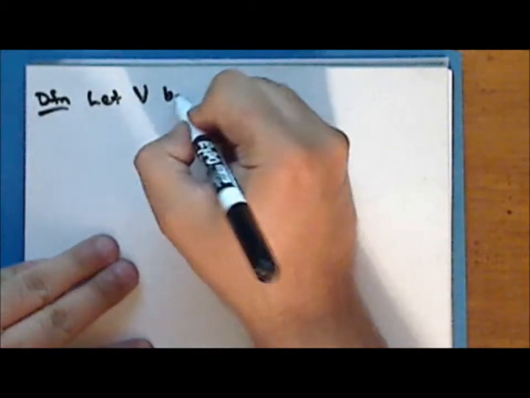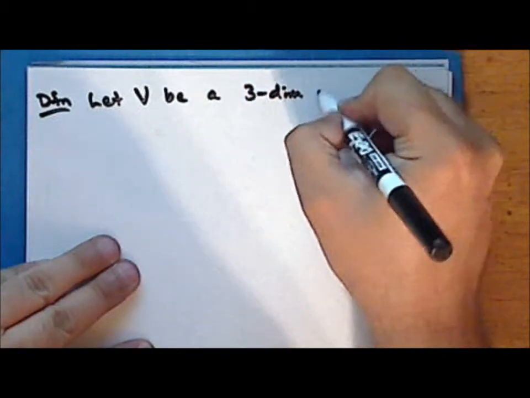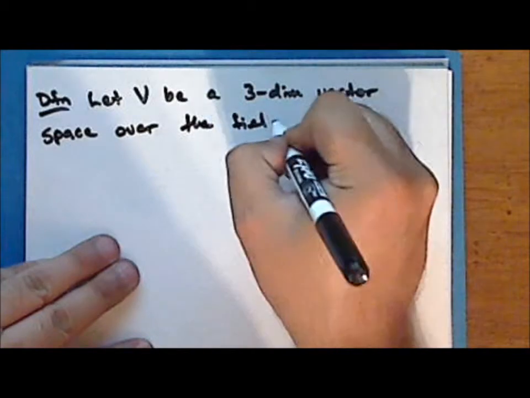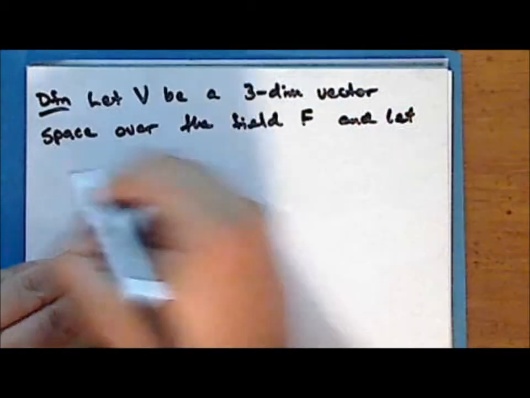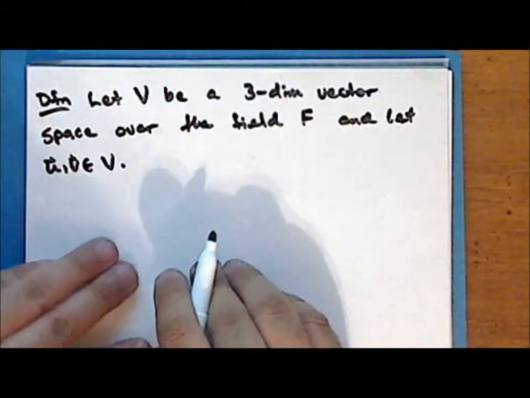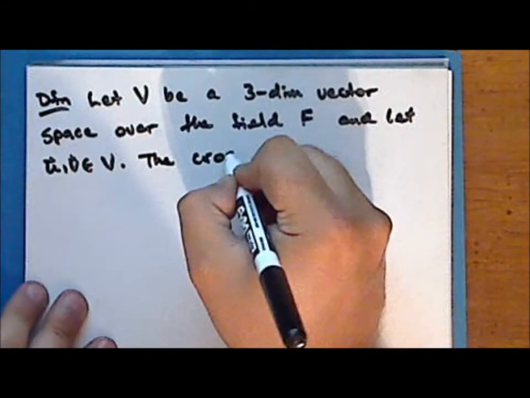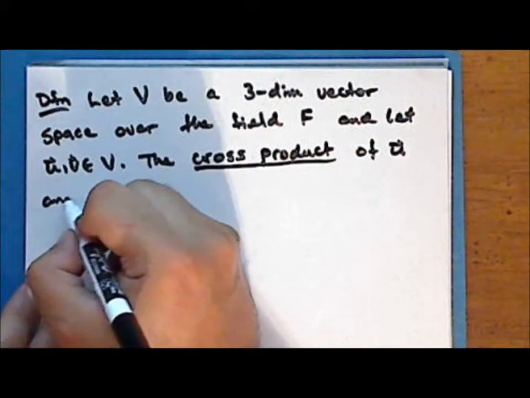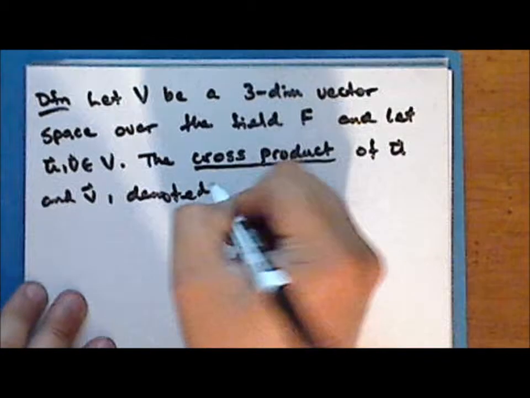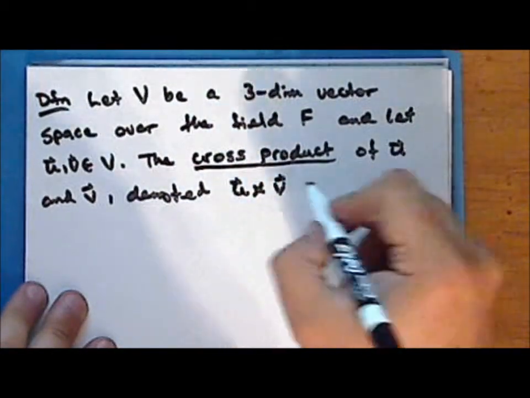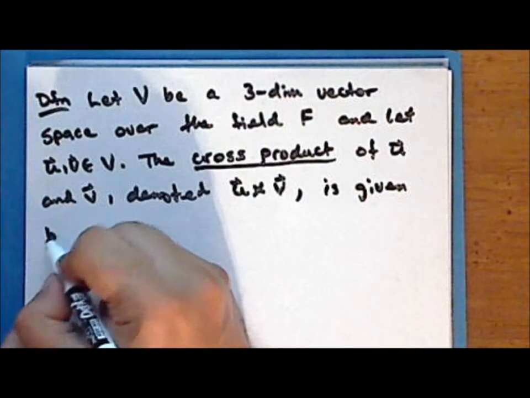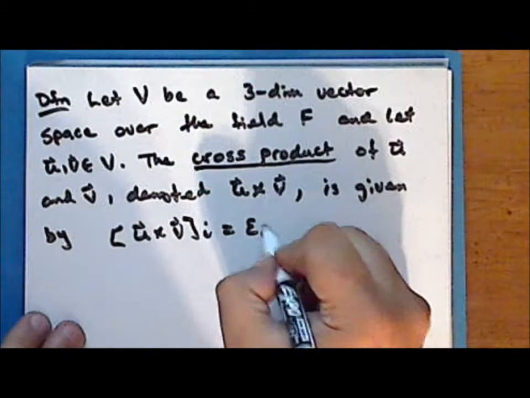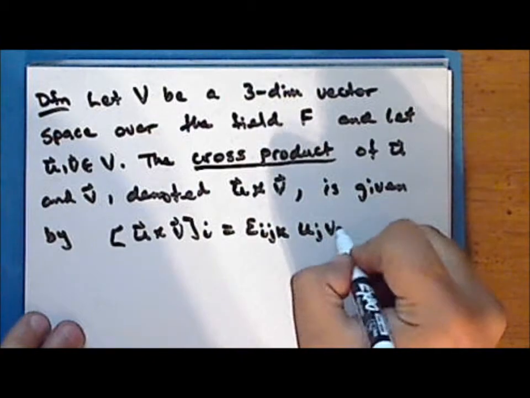Let the set V be a three-dimensional vector space over the field F, and let U and V be two such vectors. The cross product of the vectors U and V, which is denoted U cross V, is given by: the ith component of U cross V is epsilon sub ijk U sub j times V sub k.